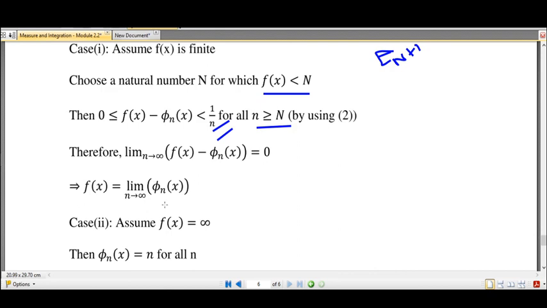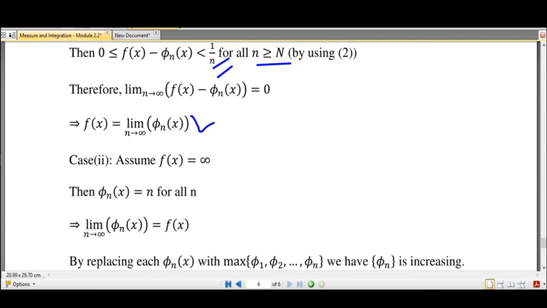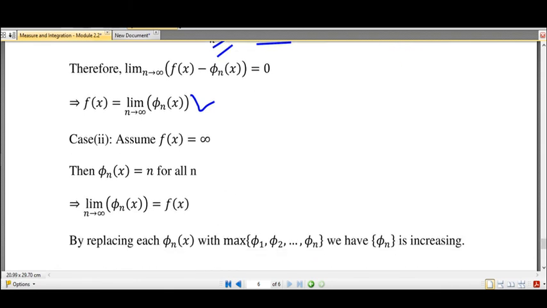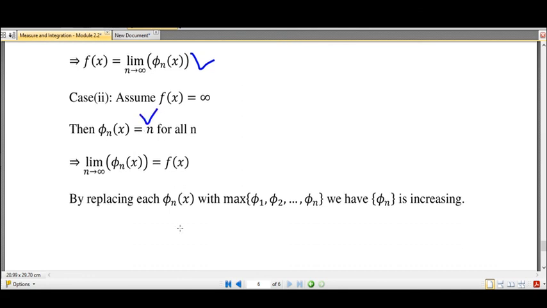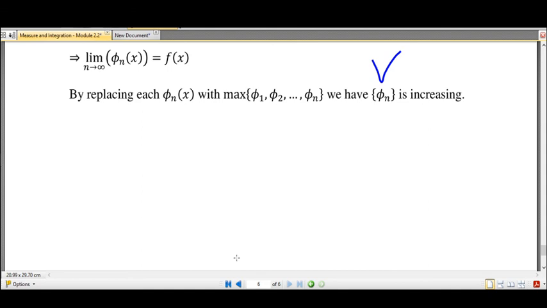That means the limit as n tends to infinity of phi n of x equals f of x when f of x is finite. Suppose we assume that f of x is infinite, then phi n of x equals n for all n. Therefore we apply the limit on both sides, and we get that the limit as n tends to infinity of phi n of x equals f of x. Now we replace phi n of x by the maximum of phi 1, phi 2, up to phi n, and we get that phi n must be an increasing function. Okay, thank you.